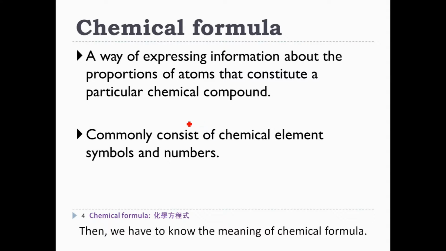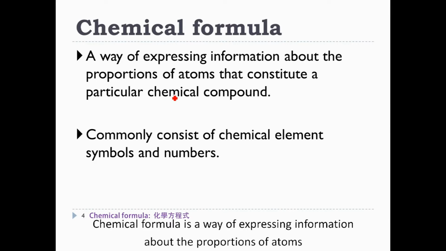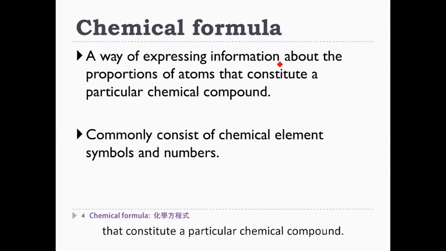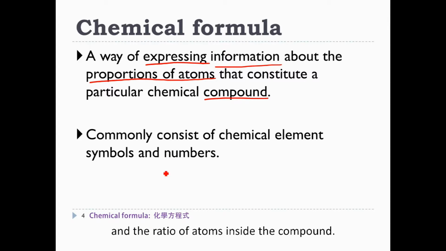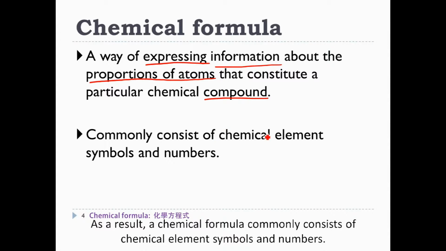Then, we have to know the meaning of chemical formula. Chemical formula is a way of expressing information about the proportions of atoms that constitute a particular chemical compound. In other words, when I read a chemical formula, I will know the identities of elements that constitute the compound, and the ratio of atoms inside the compound. As a result, a chemical formula commonly consists of chemical element symbols and numbers.